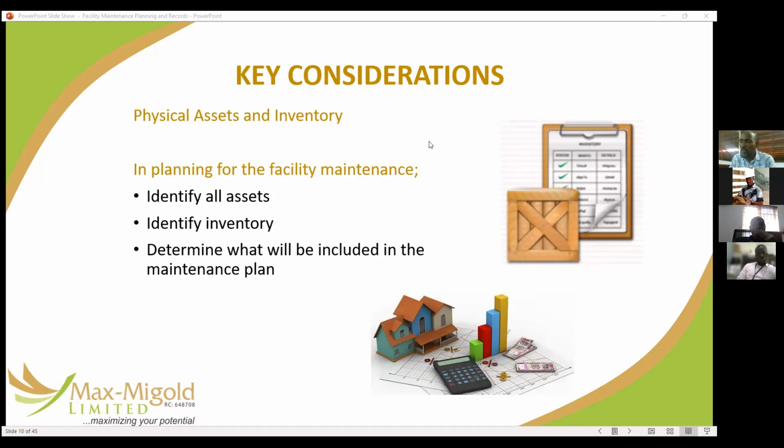And it's also different from what you are going to have when you are maintaining what we call heavy equipment, like your mowers, your vibrators, your swamp equipment. These are assets that have different kinds of maintenance activity. The kind of maintenance activity you are going to carry out there, and their spare parts, will determine their inventory. Then determine what will be included in the maintenance plan. These are your key considerations.